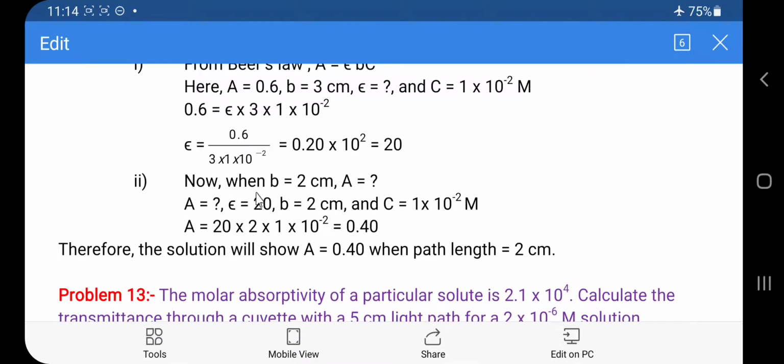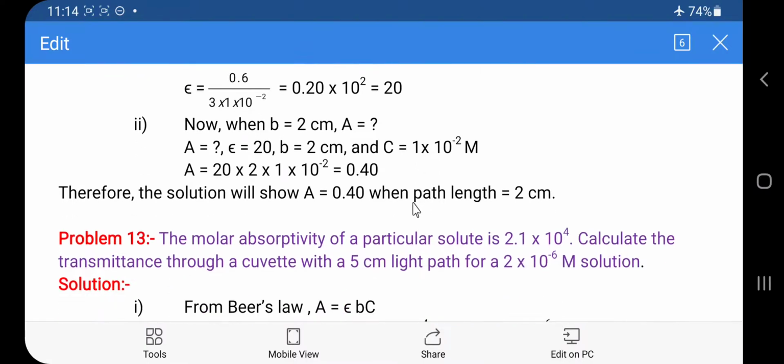Then in the second step, when B is equal to 2 centimeter, we have to find the absorbance. The molar absorptivity is 20, B is equal to 2 centimeter, and C is the same concentration, 1 × 10^-2 molar. So A is equal to 20 multiplied by 2 into 1 × 10^-2, and finally the absorbance value is 0.40. Therefore, the solution will show an absorbance of 0.40 when the path length is 2 centimeter.